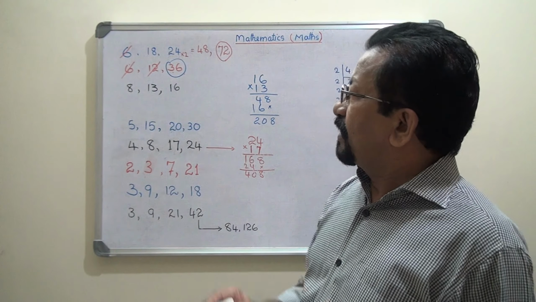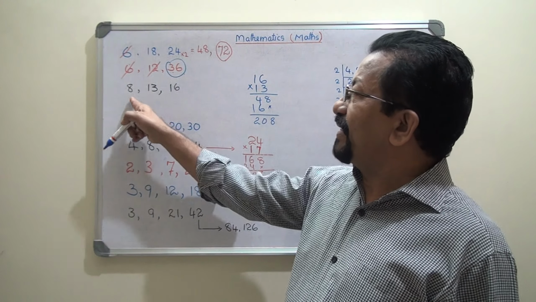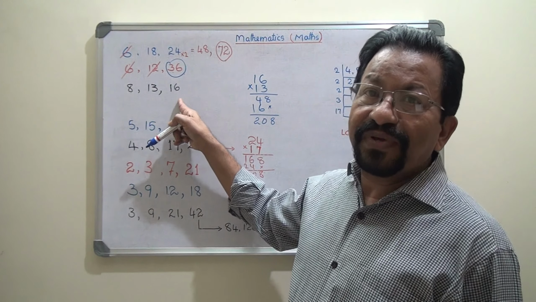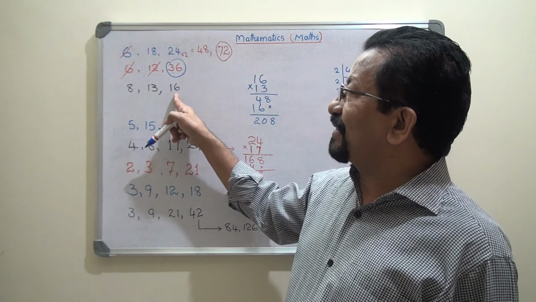Clear. Now comes the third one. For example, 8, 13 and 16 are the three denominators. We are going to take the LCM. 16 is the highest number.